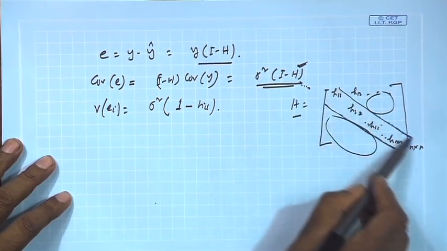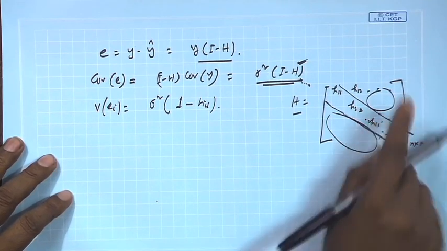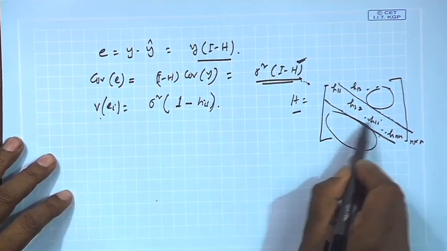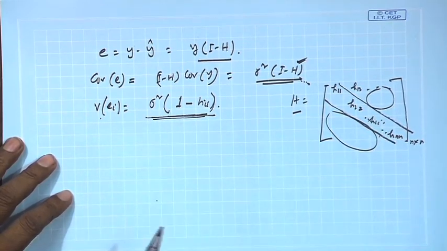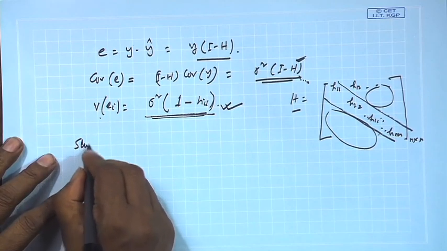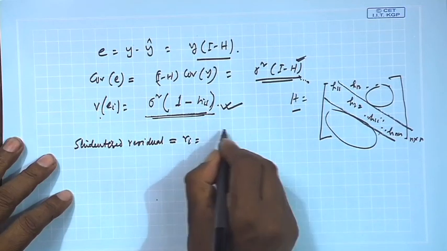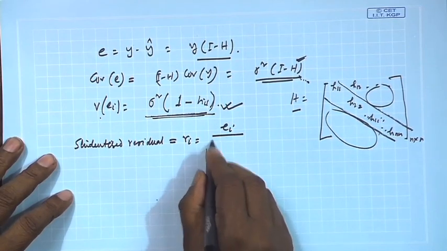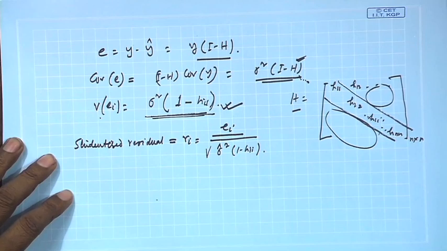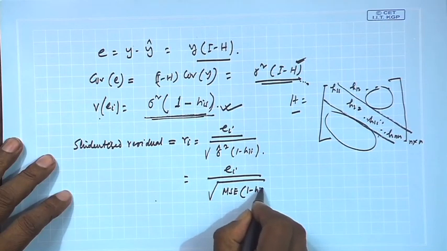The diagonal elements hii are very important elements; this is the influence of the observations on the regression line or regression plane. Then the ith residual variance will be sigma square times 1 minus hii. Then the studentized residual, say ri, is ei divided by the square root of the variance of ei, which is sigma square 1 minus hii. Obviously, you can write this as ei divided by the square root of MSE times 1 minus hii.